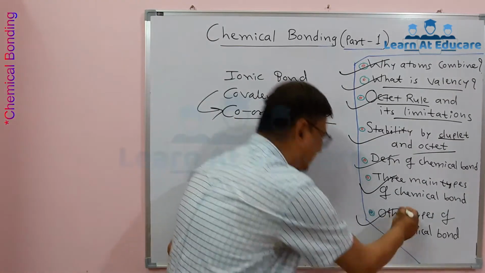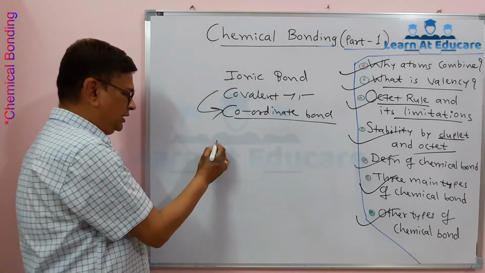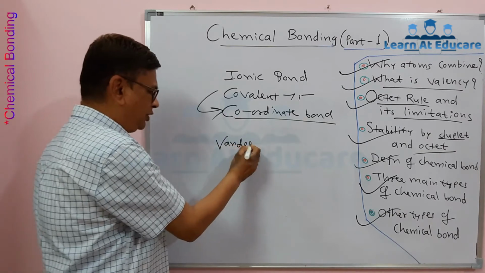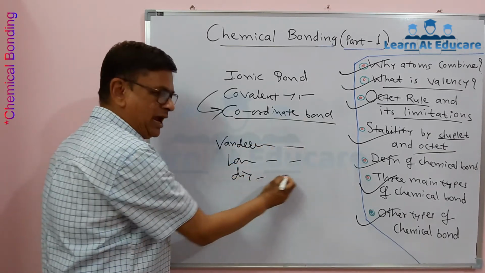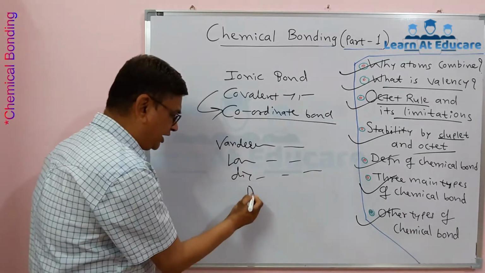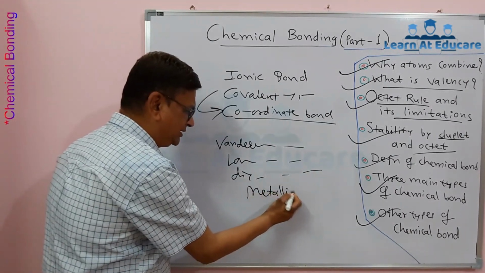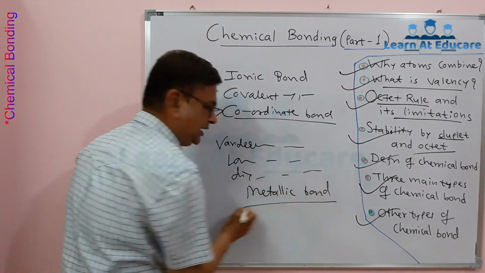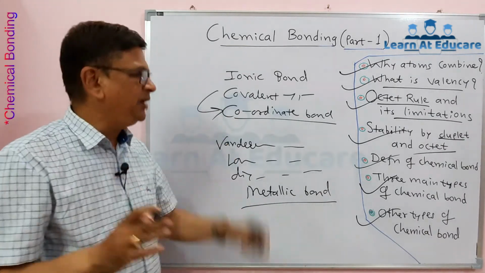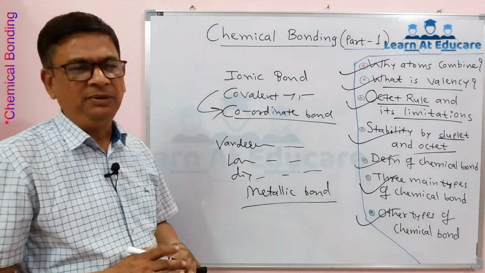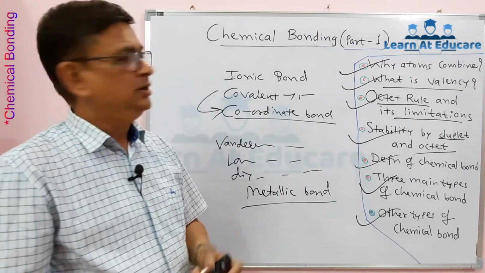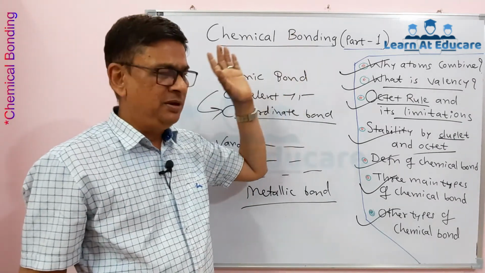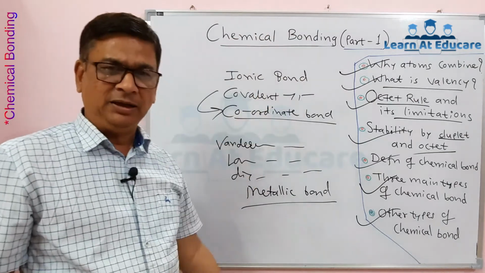Then there are other types of chemical bond also, for example van der Waals forces, London forces, and dipole-dipole attraction. Then there is a special bond present in metals called the metallic bond. So this is a brief idea about the different types of chemical bonding. We will continue in the next session for the remaining part, that is in part 2 of our chemical bonding.